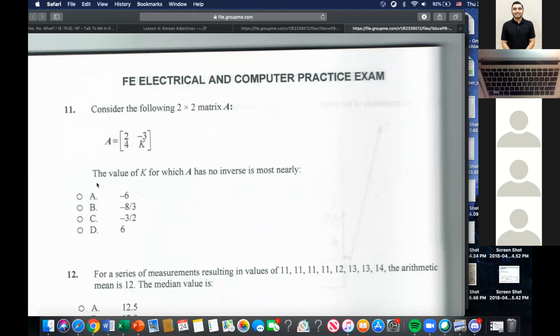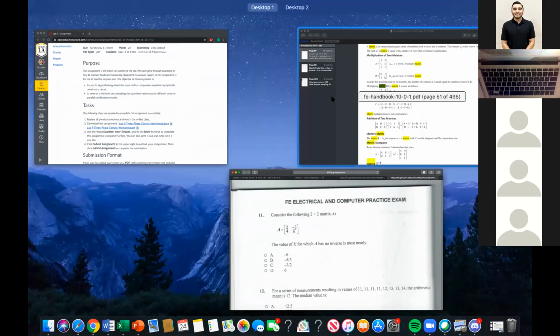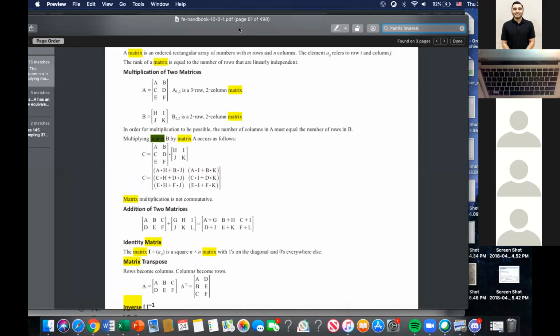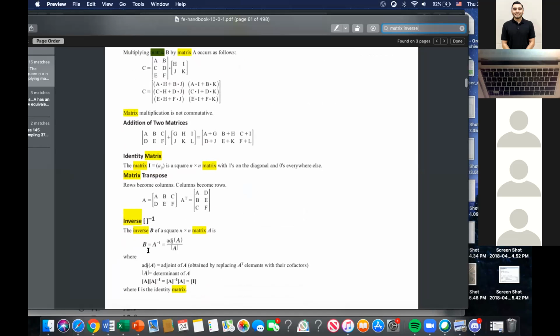Okay, so this is the question, right? We go to the handout or the FE book, we type in matrix inverse because I don't know what that means. I looked for that, I couldn't find it anywhere. Damn it. It's right here, this formula. I don't know what this means, or if this isn't important. This is a pain in the ass. But what's important is down here, the determinant of A.